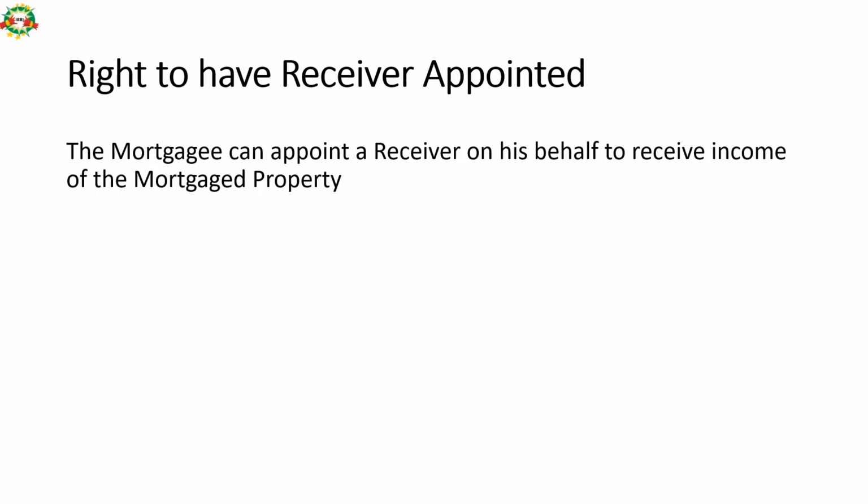Right to have receiver appointed. The mortgagee can appoint a receiver on his behalf to receive the income of the mortgaged property. So as a lender, I can appoint a receiver to collect rent from the property.